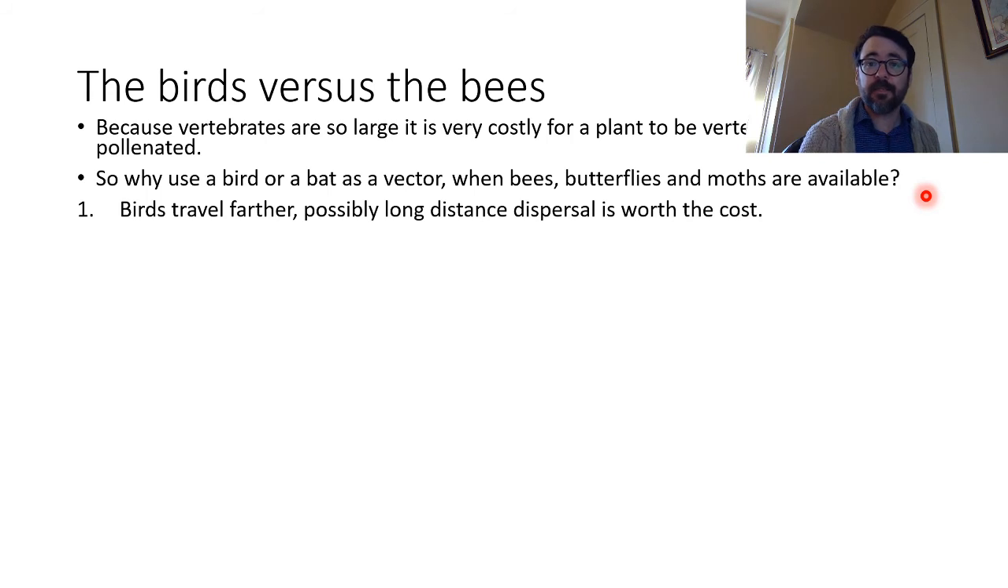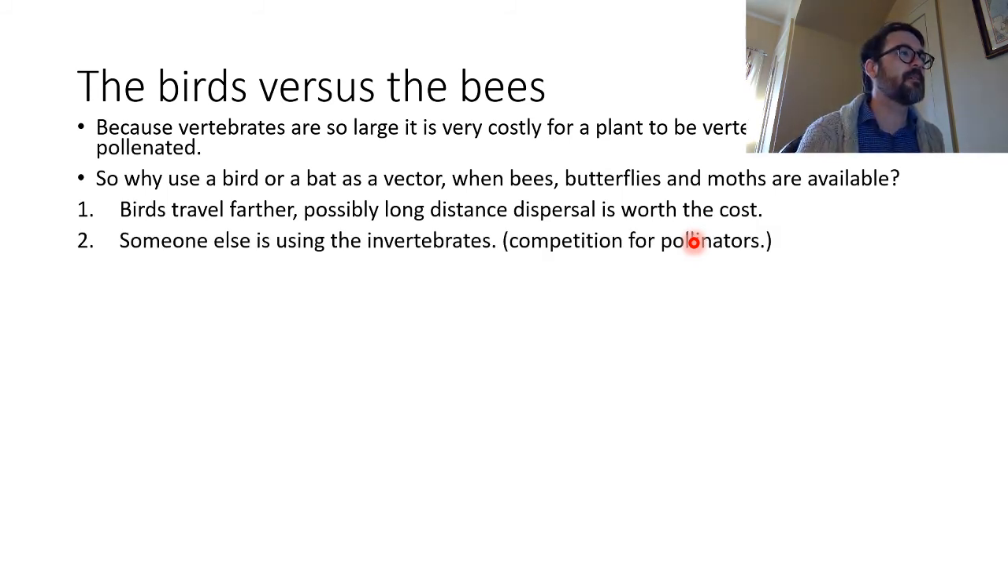Well, there's a couple reasons, maybe, that this might be advantageous in evolutionary terms. Birds often travel further. Possibly really long distance dispersal is just worth the cost. Remember those terns literally fly all the way around the world every year. Terns don't pollinate, but you get the idea that a bird can travel quite a big distance.